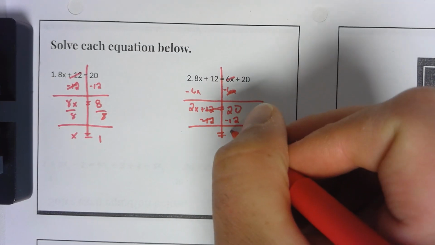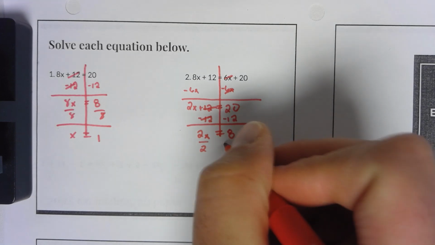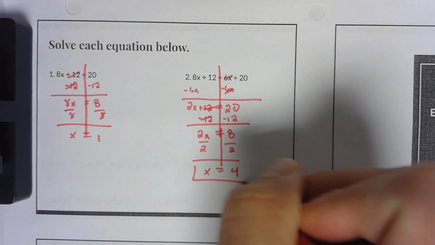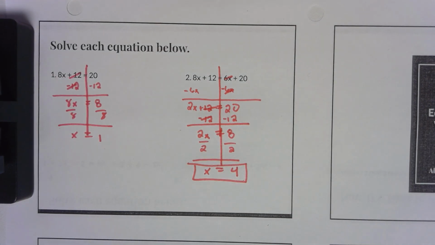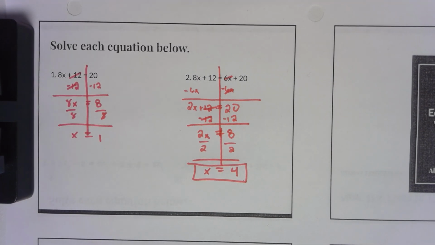I still get that 8 on the right-hand side. And now the only difference is I have 2x is equal to the 8. And so to undo multiplying by 2, I need to divide by 2. Dividing by 2 gets us our answer to be x equals 4. All right. Any questions there? 2x equals 8, and then I divided both sides by 2. Up here, 2x plus 12 equals 20.